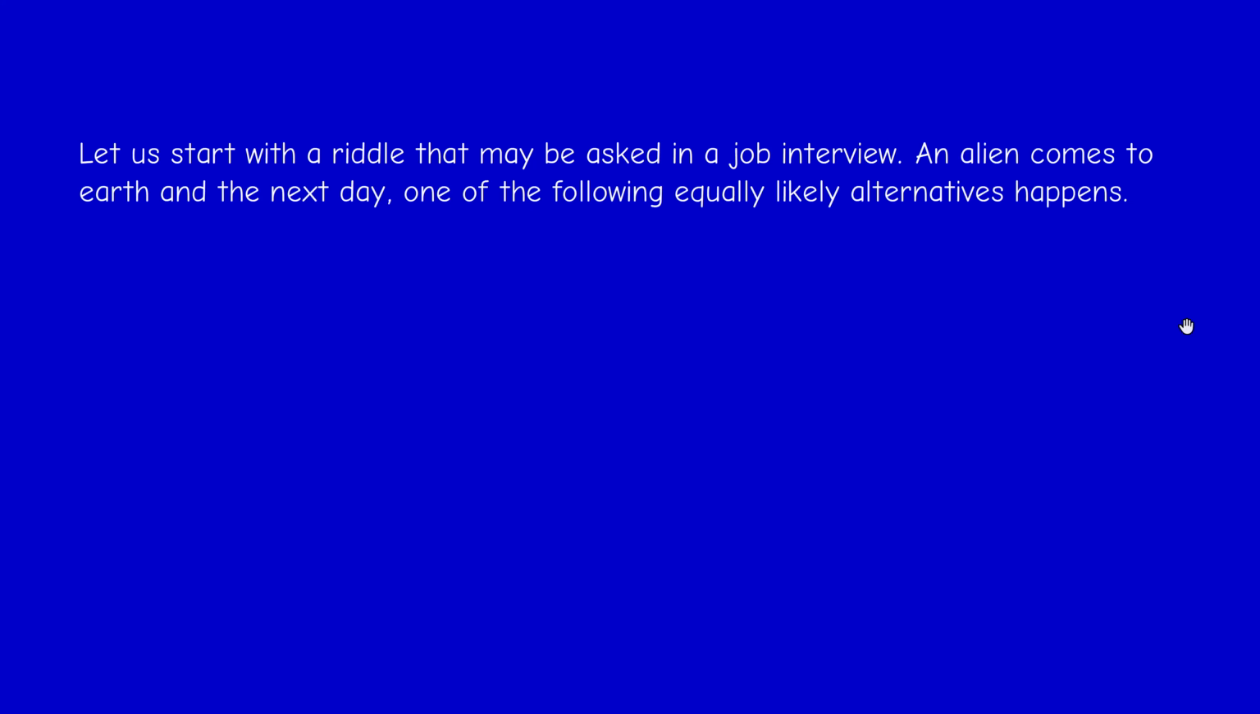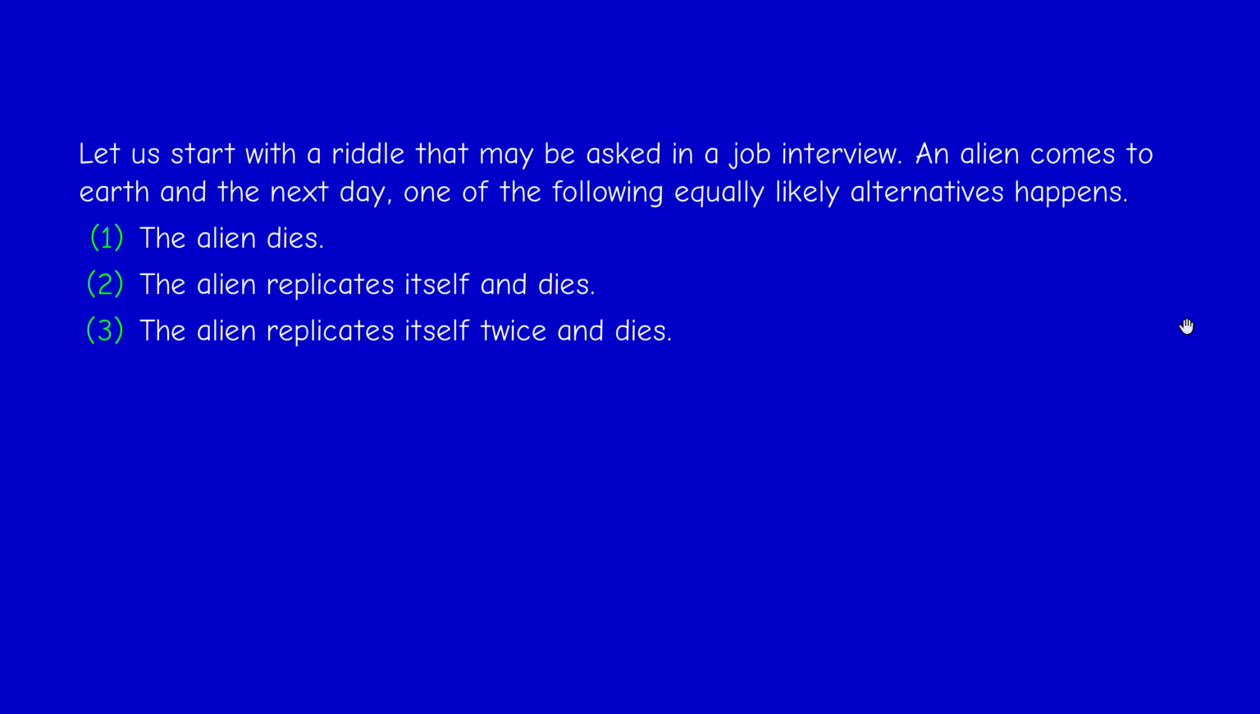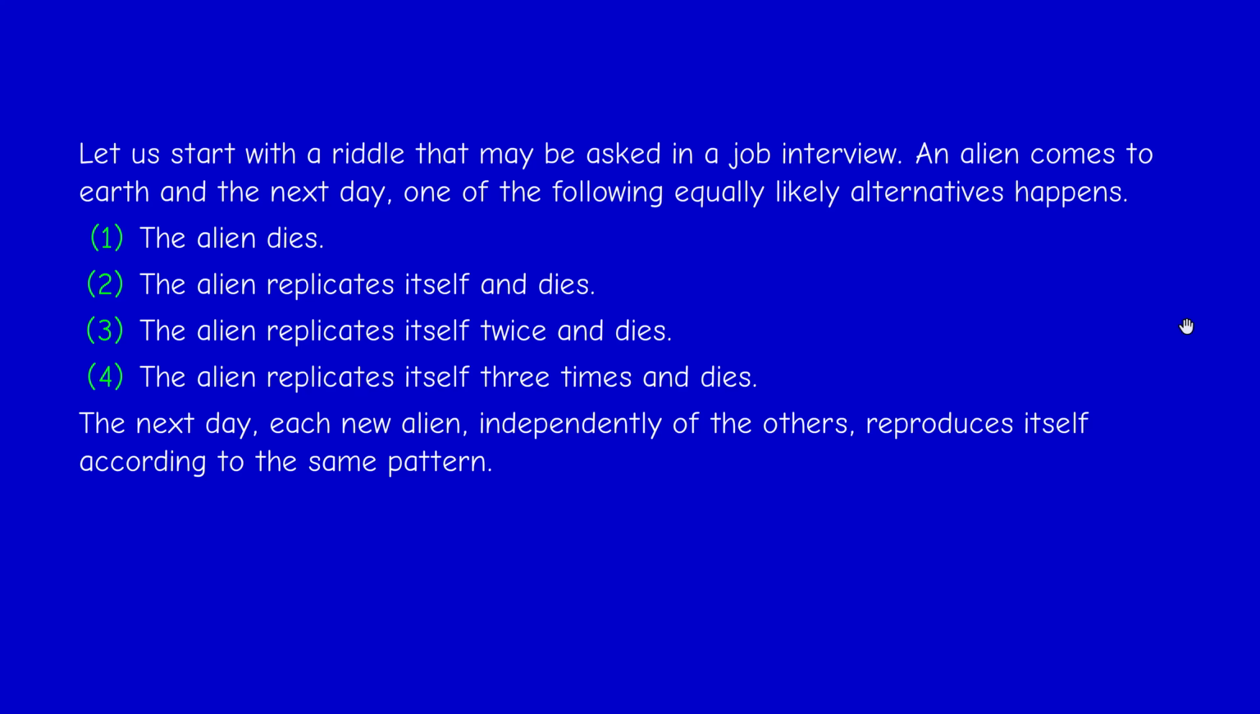Here's the riddle. An alien comes to Earth and the next day, one of the following equally likely alternatives happens. The alien dies. The alien replicates itself and dies. The alien replicates itself twice and dies. And finally, the alien replicates itself 3 times and dies. The next day, each new alien, independently of the others, reproduces itself according to the same pattern.